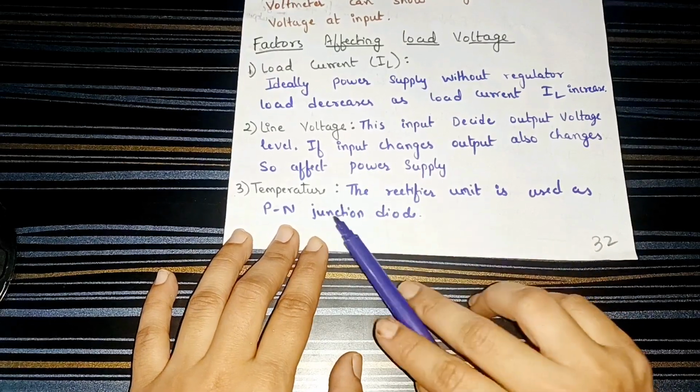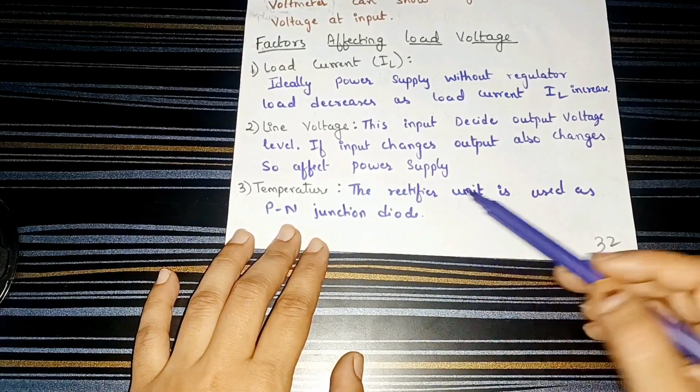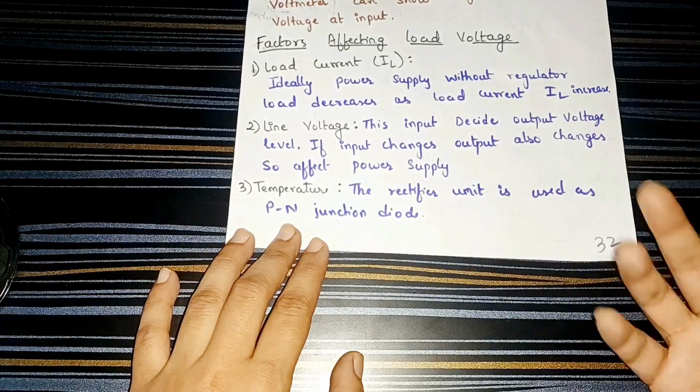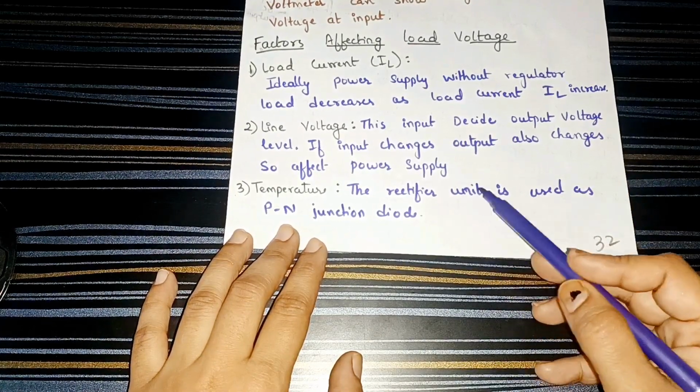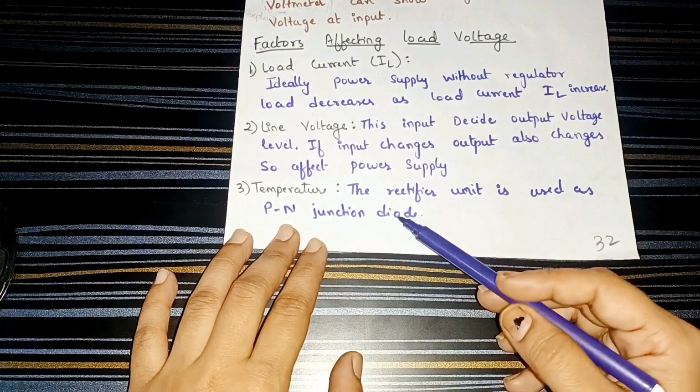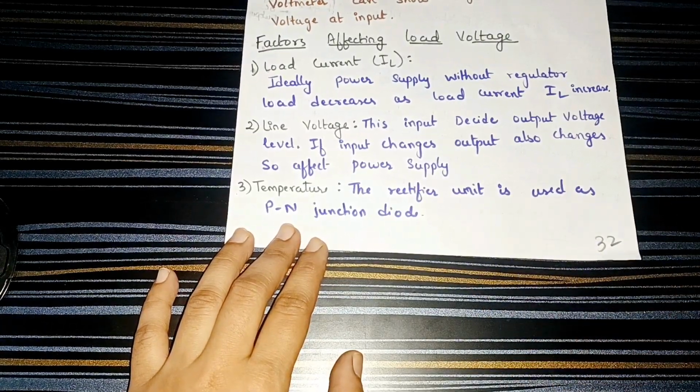And temperature. We know that we are using diodes in our circuits, and they may be affected by temperature. The rectifier unit uses a PN junction diode, which may affect the power supply.